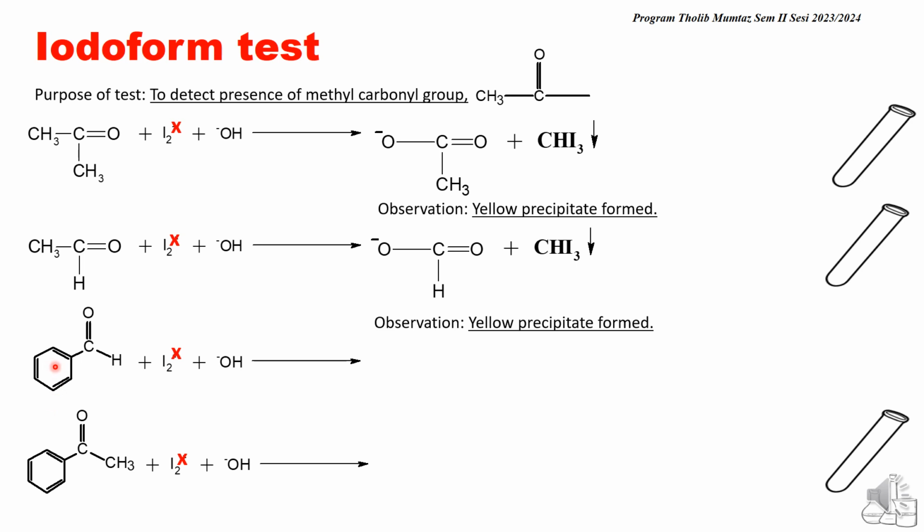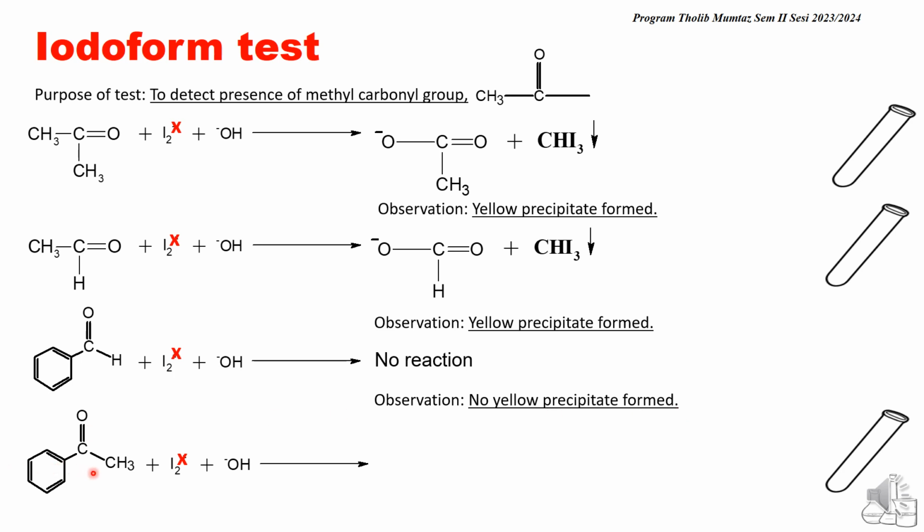Next structure, you are given an aldehyde, but this time it is aromatic aldehyde. So on the carbonyl, there is benzene ring and hydrogen, but there is no methyl. So this is not methyl carbonyl group. Therefore, this structure will have no reaction with iodoform test, which gives us the observation no yellow precipitate formed.